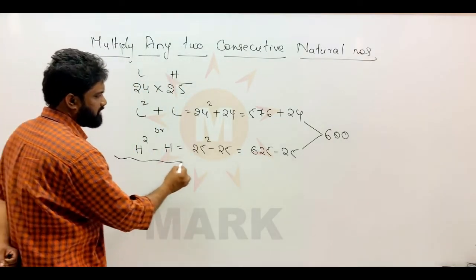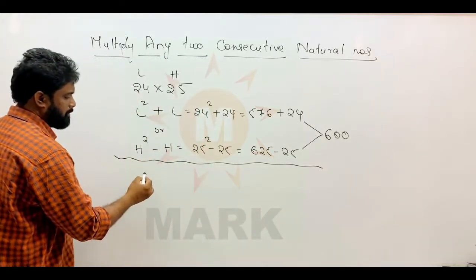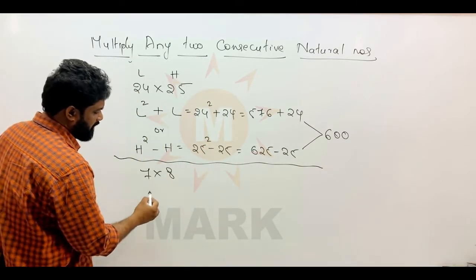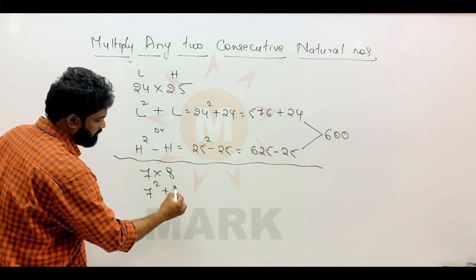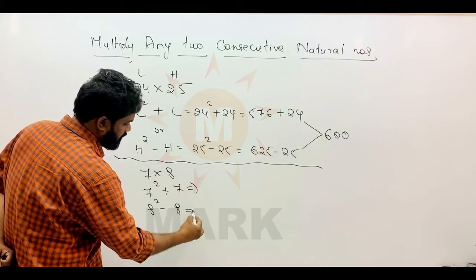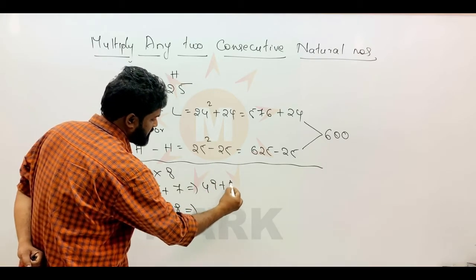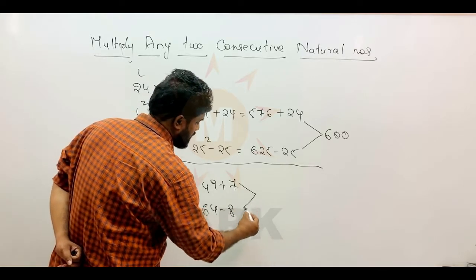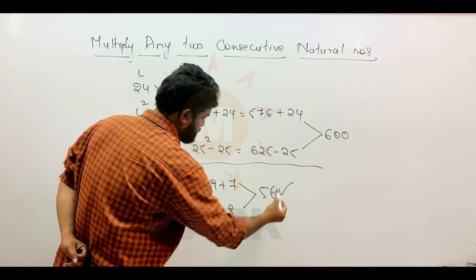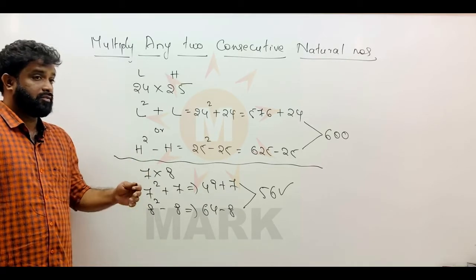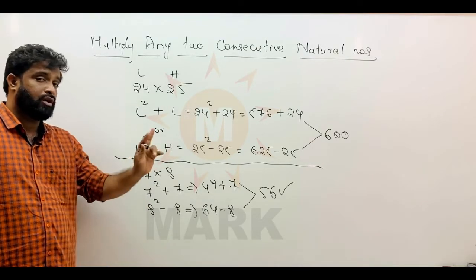We can prove it with a small number also, no problem. Suppose you are doing 7 into 8. So 7 into 8 means 7 square plus 7, or 8 square minus 8 also you can do. 7 square plus 7 is equal to 49 plus 7, and 64 minus 8. Both will lead to the same answer, 56. This is the technique that we use if you want to multiply any two consecutive natural numbers.